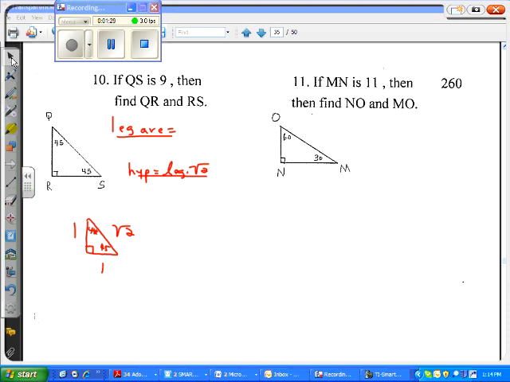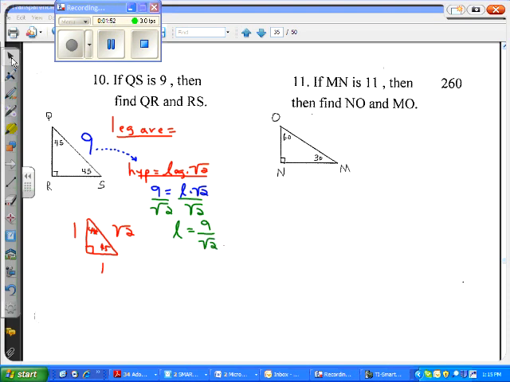It gives us here that QS is 9, it's the hypotenuse, so if we were using our formulas, we would plug into there, so we'd have hypotenuse 9 equals leg times square root 2. To solve for a leg, we would divide by square root 2 on both sides, and so we would have leg is 9 divided by square root 2.